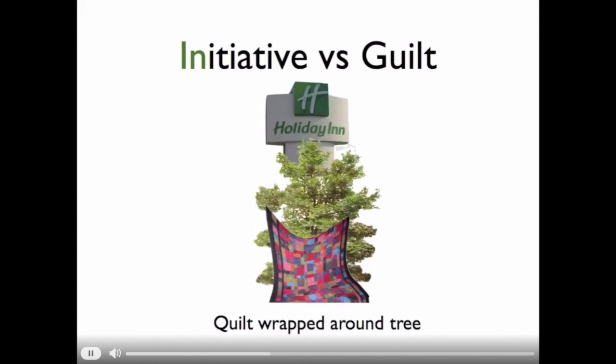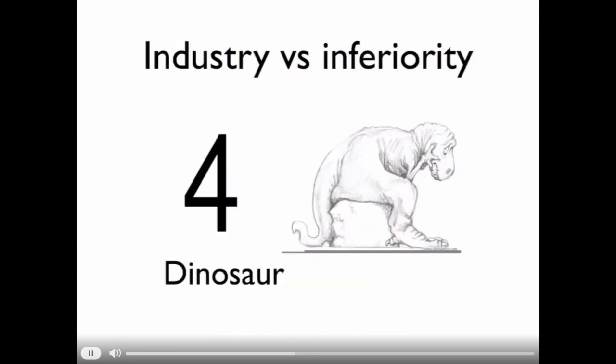Now, guilt. Guilt rhymes with quilt. So let's take this quilt and wrap it around the tree. So now when we think 3, we think 3 is a tree. And when we see this tree in our mind, we will see a Holiday Inn behind it and a quilt wrapped around it. Inn and guilt. Initiative and guilt.